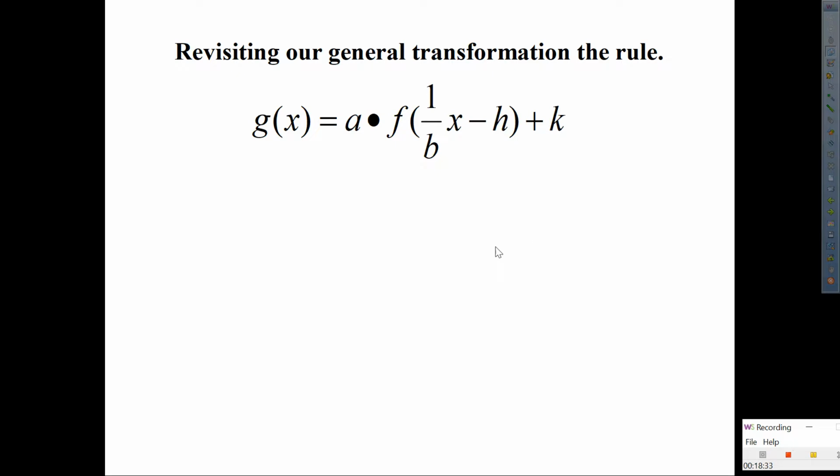Yes, this is the exponential function. But what does H do to the function? Help her out, please, Sebastian. Moves it left or right. That is correct. How about K, everyone? Up and down. How about A? Compresses or stretches vertically. How about B? Compresses or stretches horizontally. Same thing as the original, but now as an exponential function.